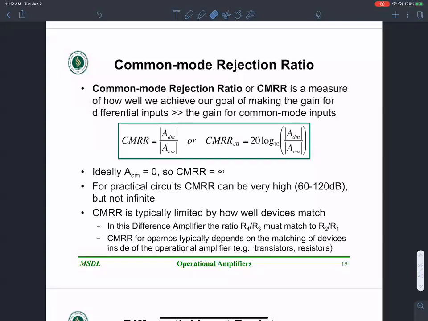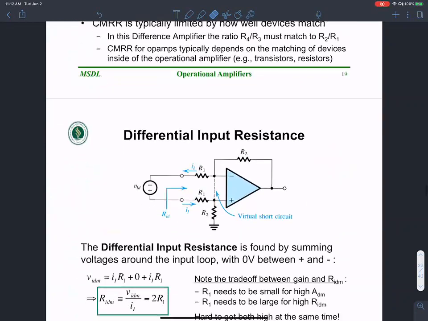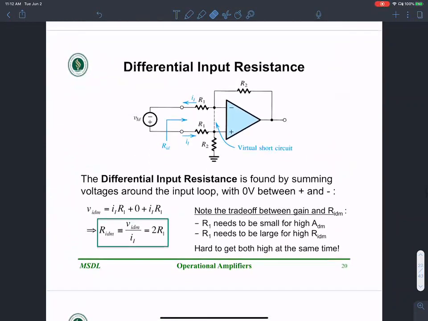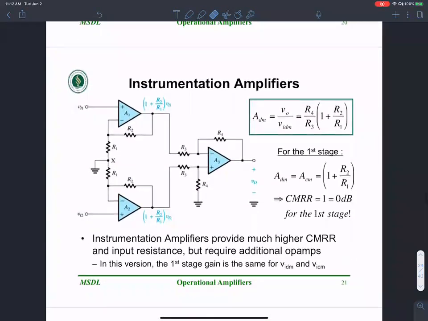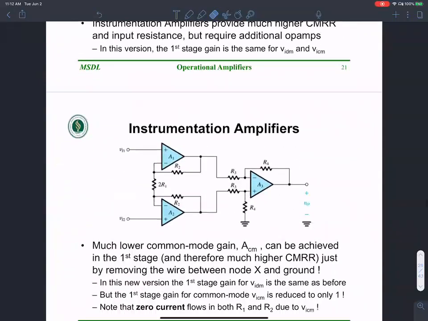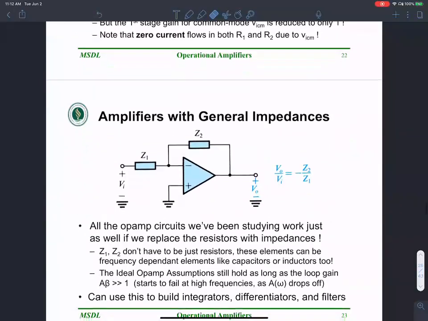Okay, common mode rejection ratio is a measure of how well our differential amplifier can amplify the difference between two input signals and reject common mode signals. That's the idea of common mode rejection ratio. Then we'll come back to talk about instrumentation amplifiers, and then a few varieties of those.